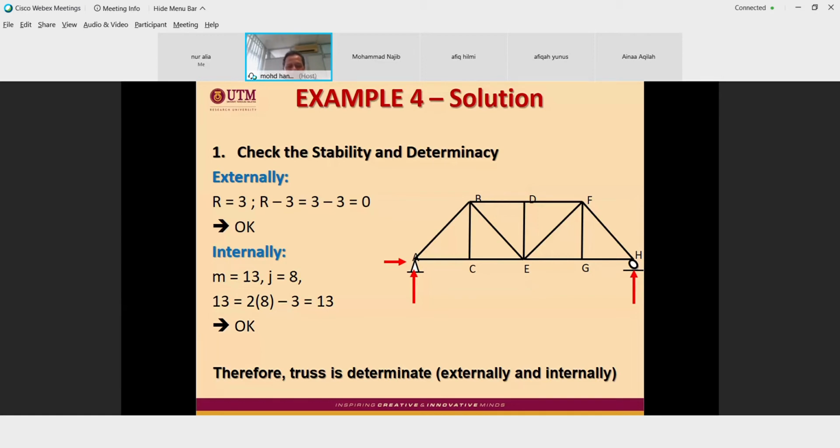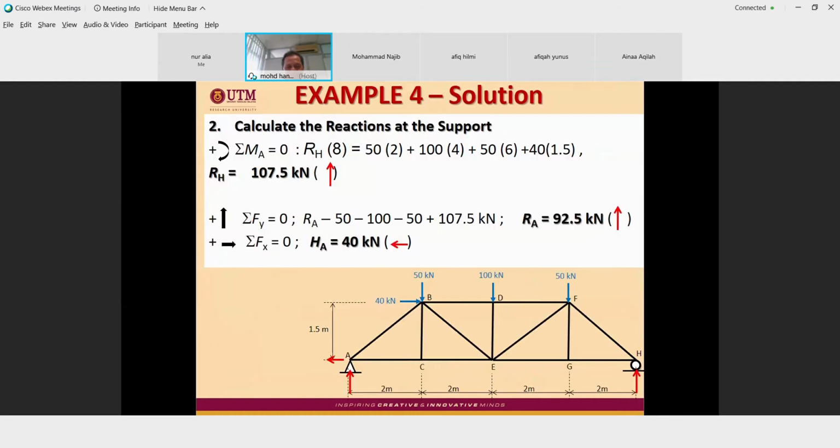Otherwise we cannot proceed, because the structure is either unstable and collapses, or it is stable but indeterminate. When it is indeterminate, we cannot use the method of force resolution. We have to use the advanced method, which we will learn next year or in final year, in finite element.